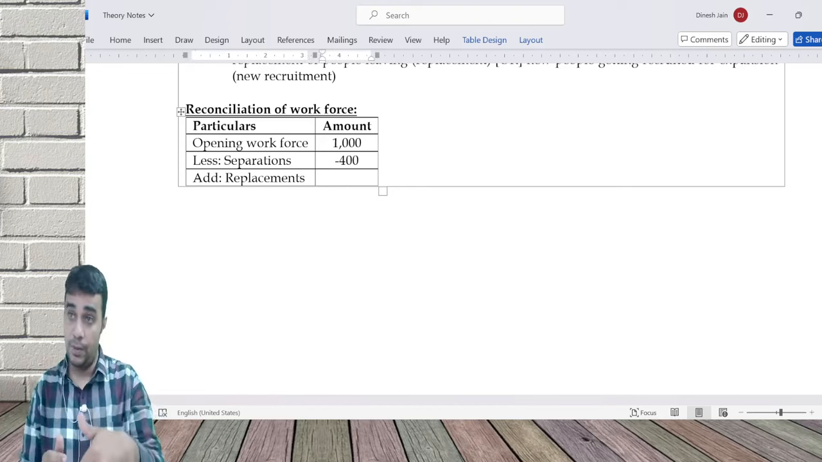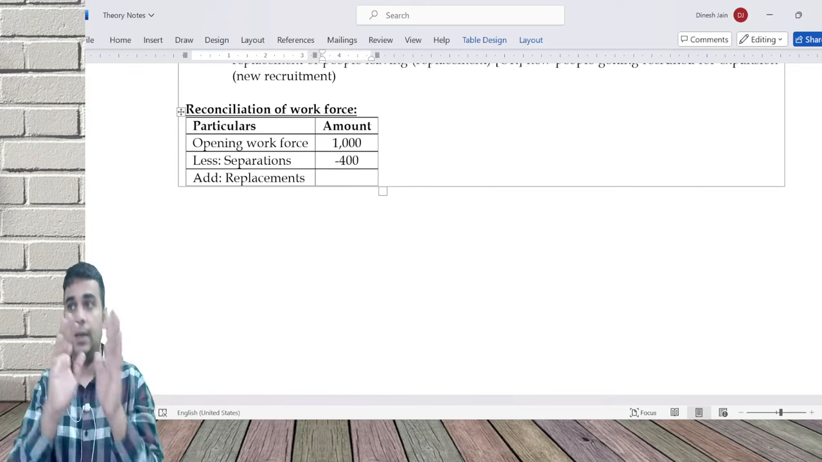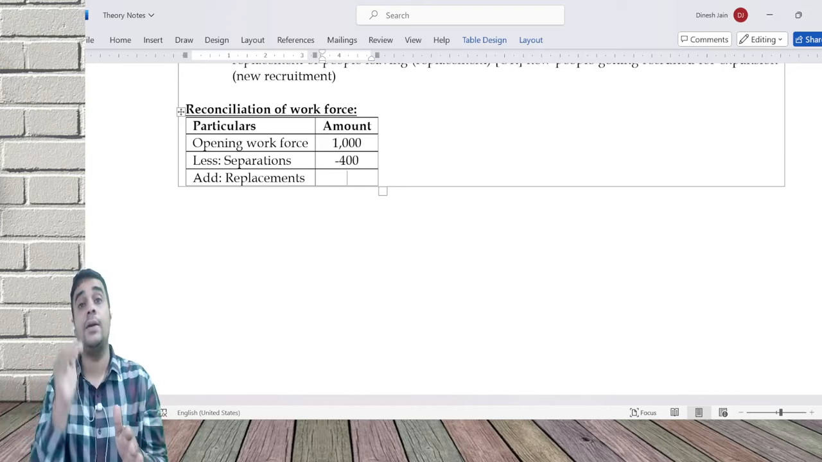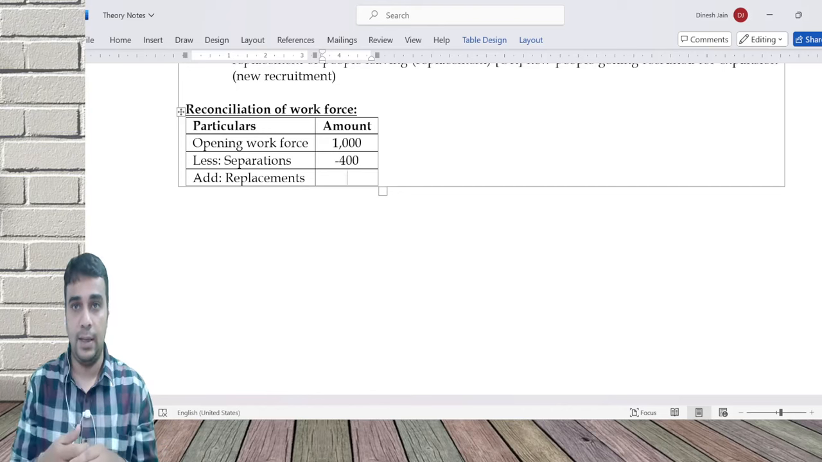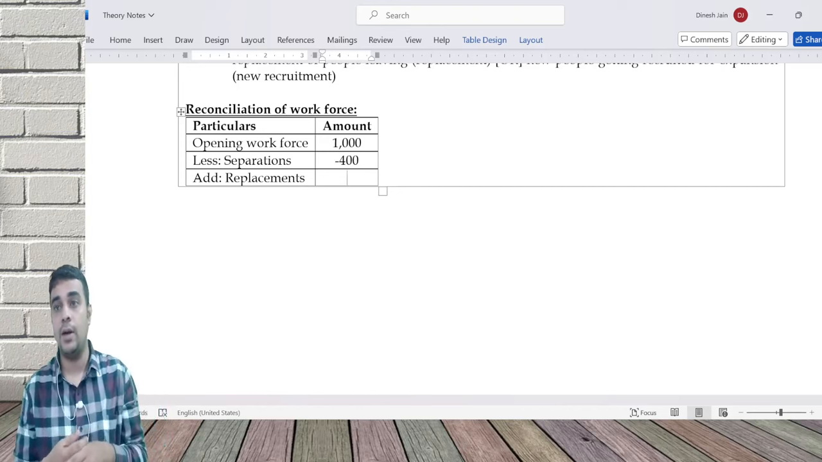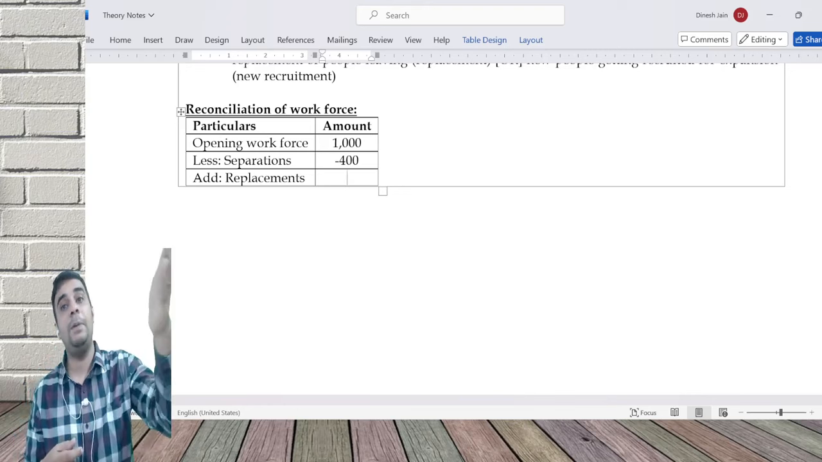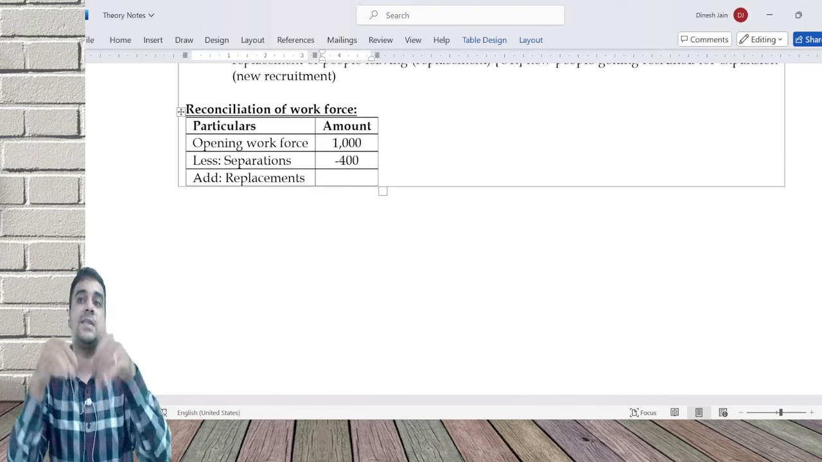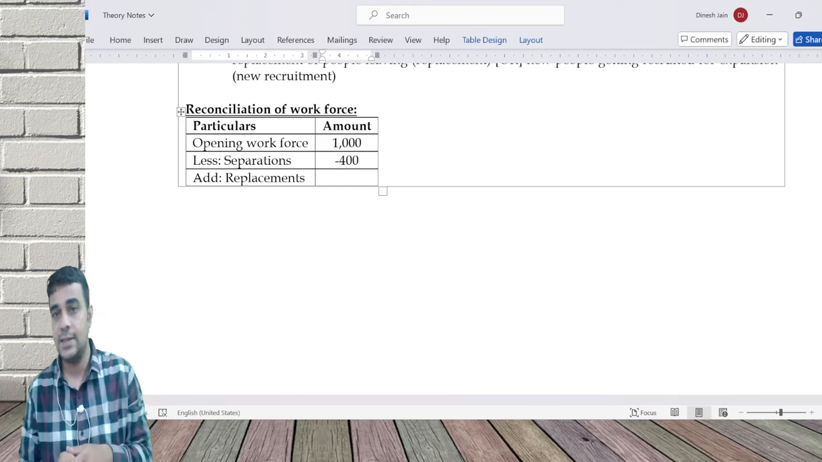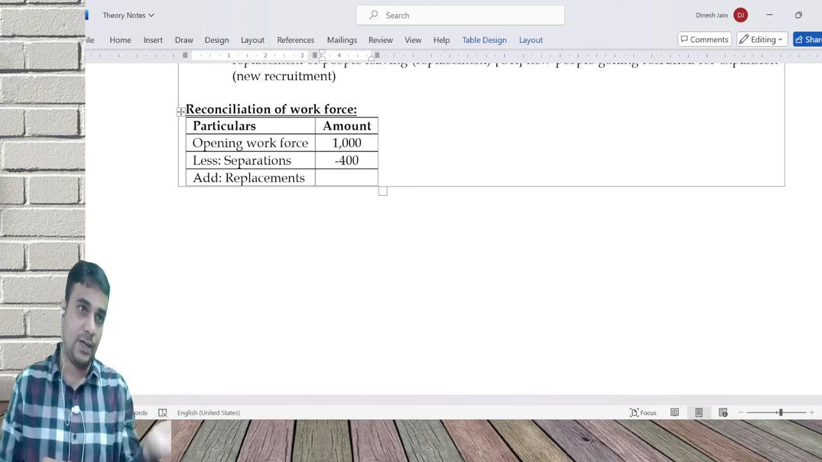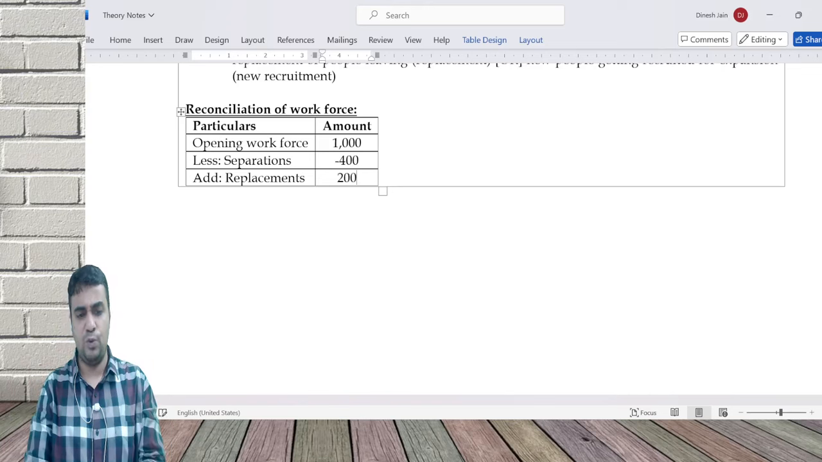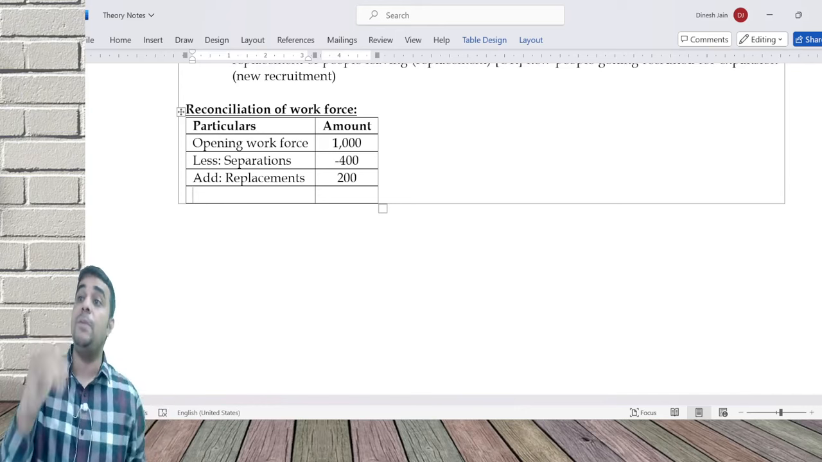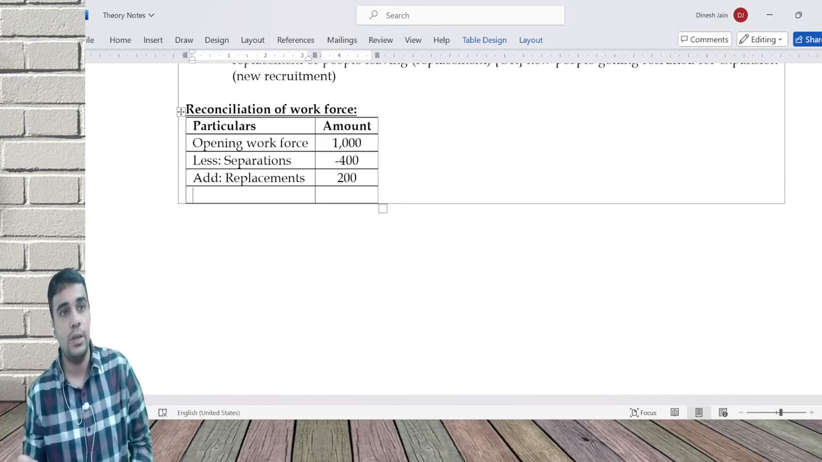A person could have left in the last year; if you're replacing somebody, you can replace immediately or later. In short, the replacement number can even be more than 400. How? Some 400 people left in the last year, another 400 left in the current year, and I've replaced them with 600 in the current year. You can leave last year or the current year. For replacement, write 200. I'm writing 200 only. But indirectly replacement can even be more than separation.